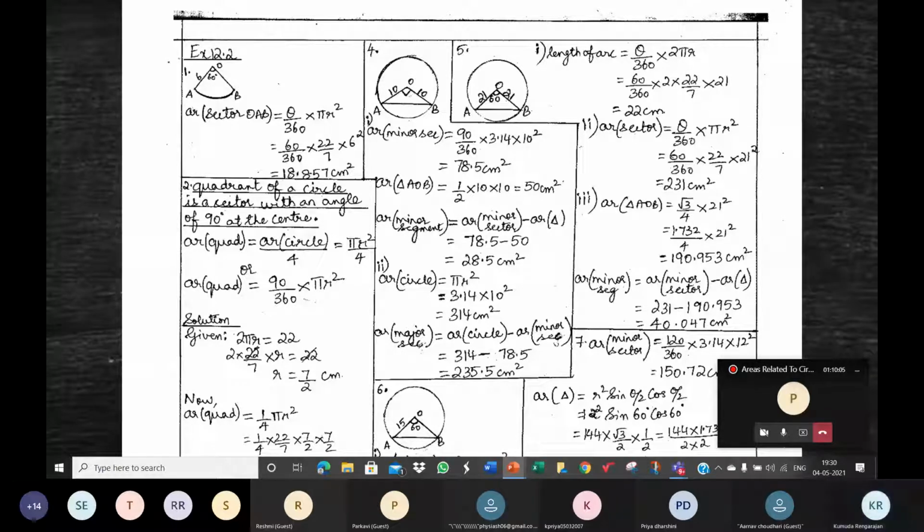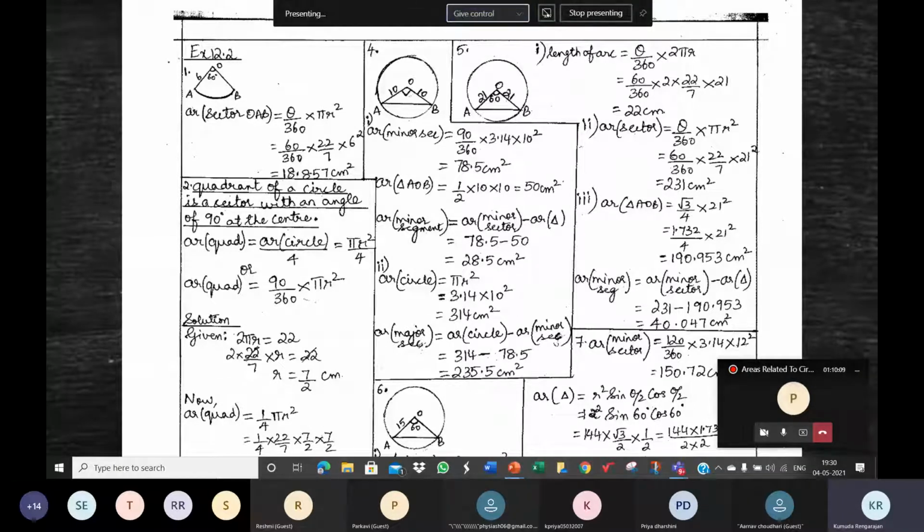into 3.14 pi into r square, 10 into 10, will give us the area of the minor sector straight away. Or you can find the area of the circle and subtract the area of the minor sector to find the area of the major sector.